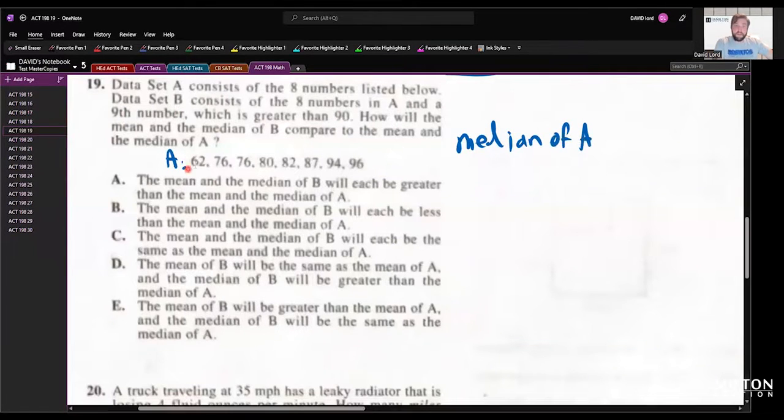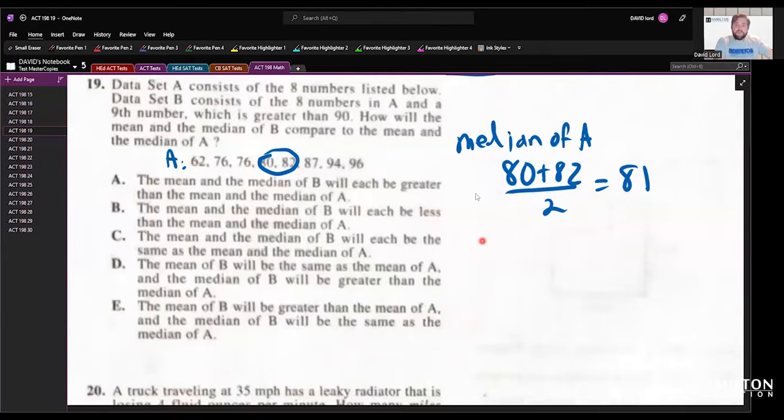Because these numbers are already arranged in increasing order, we can find the median by taking the average of the two middle terms. So it'll be 80 plus 82 divided by 2, or 81. For B, if our new number was 1,000, well, that will shift the median over to the fifth term. So the median of B will be just straight up 82, because now that will be the middle term.